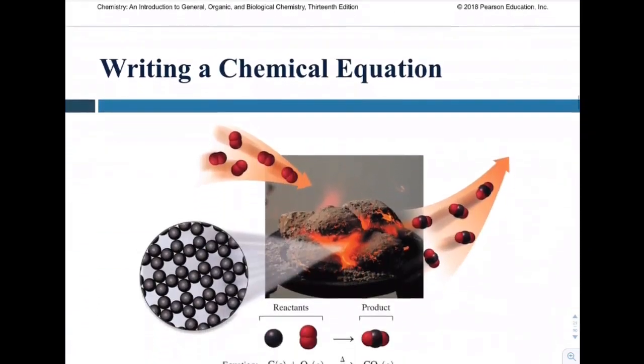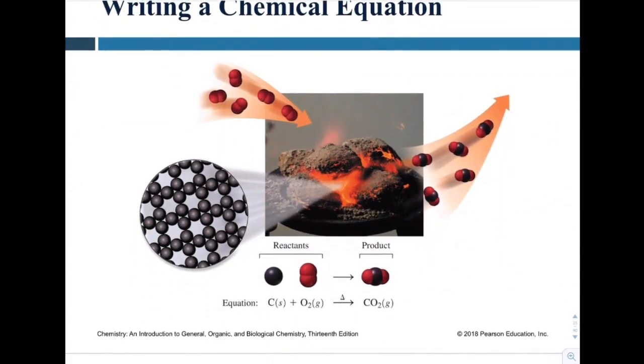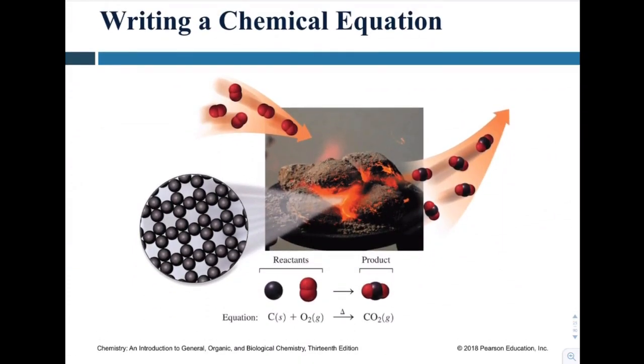So, writing a chemical equation, we write reactants on the left and products on the right. You always write reactants on the left and products on the right with an arrow in the middle, not an equal sign. You can also tell me the state of matter of each of your reactants and products by putting little letters in parentheses behind the formula. So here we have carbon and oxygen reacting to make carbon dioxide. This is what happens when you burn something like this coal here.